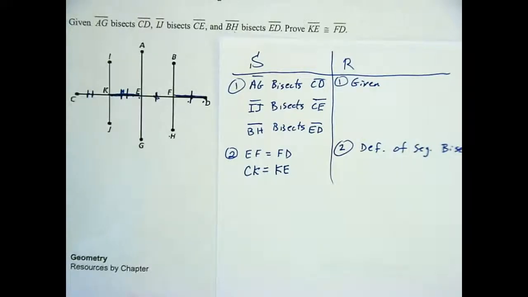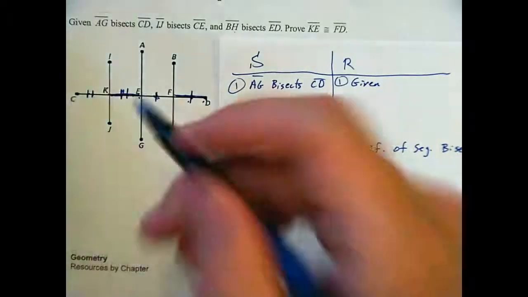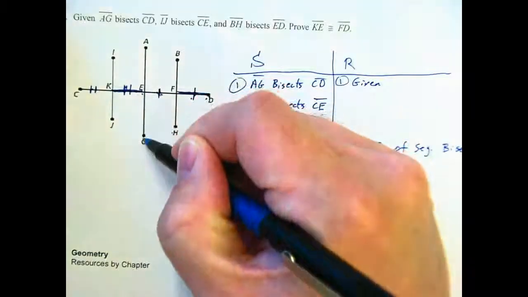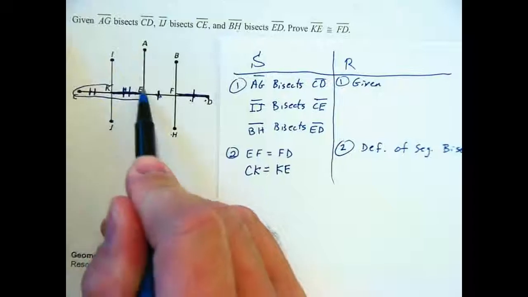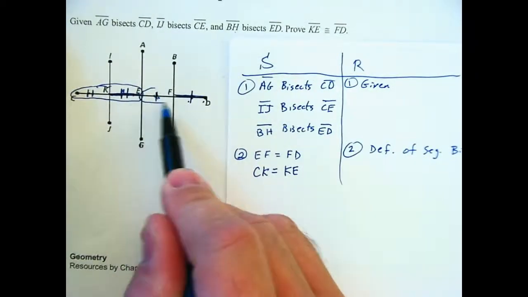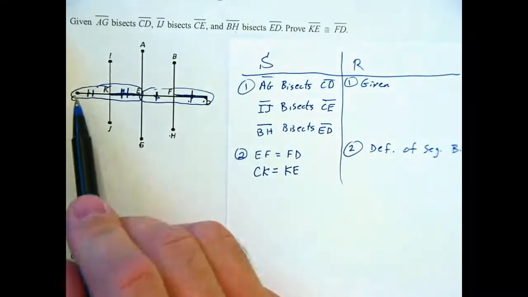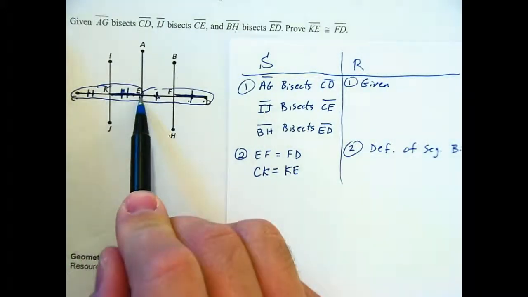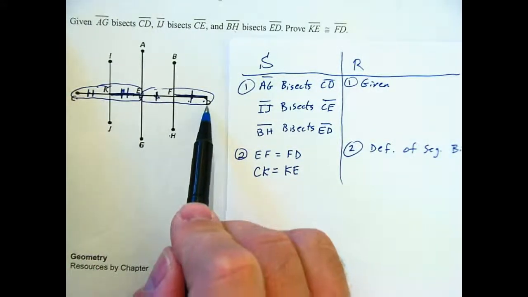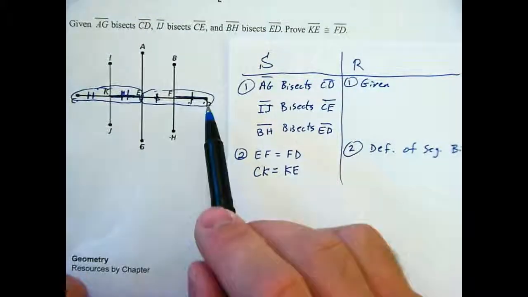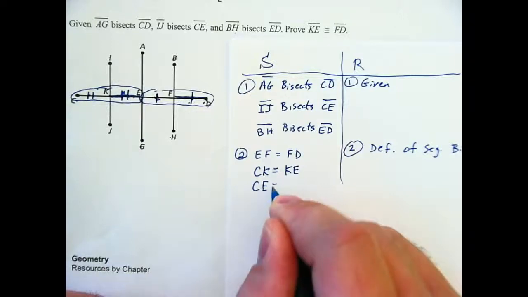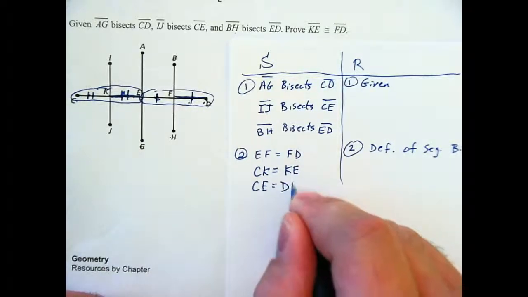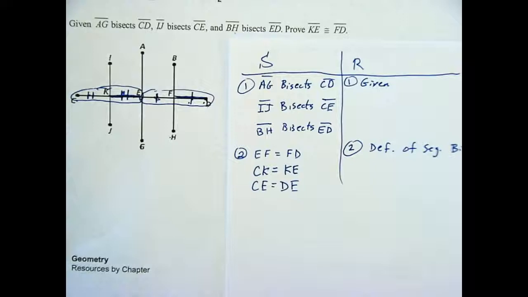However, we have one more bisector, and that bisector is our middle one, right? That middle one breaks this and this. So that says CE is congruent to FD. How about DE? Oh, CE is congruent to DE. That's what I wrote, I just can't read what I wrote. We good there?